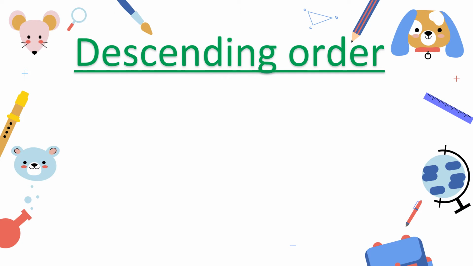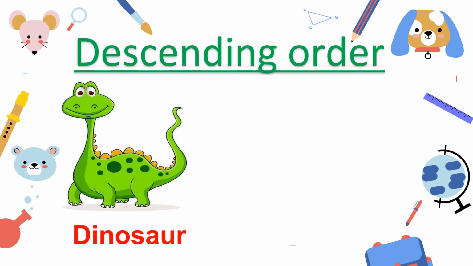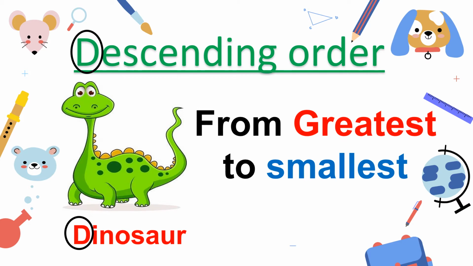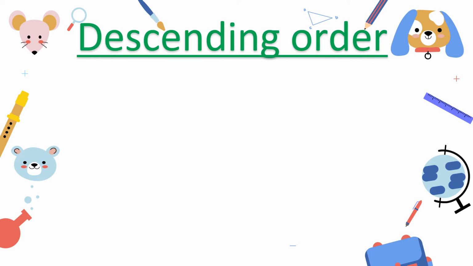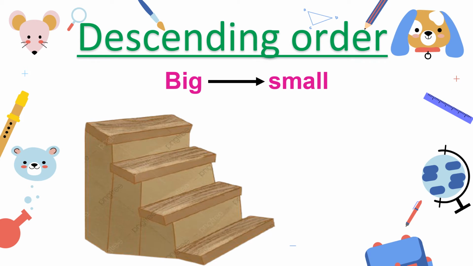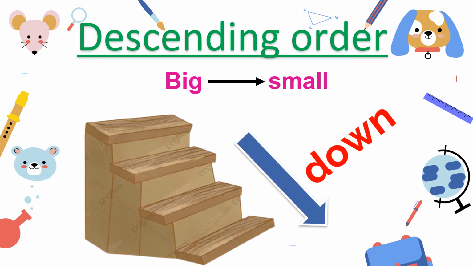We have here dinosaur. The word dinosaur starts with letter D. Also descending starts with letter D. Dinosaur is very big. So in descending order we arrange from greatest to smallest. Descending order means arranging numbers from big to small. As we move from upstairs to downstairs, that's called descending order. Kids, always remember that in descending order, numbers always keep on decreasing.